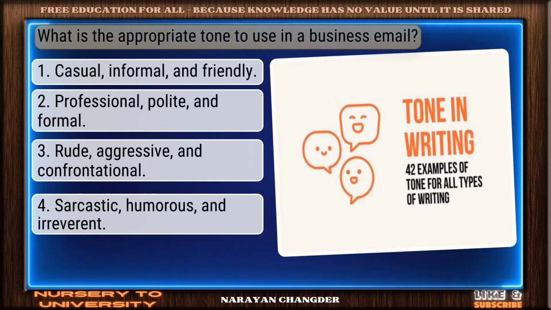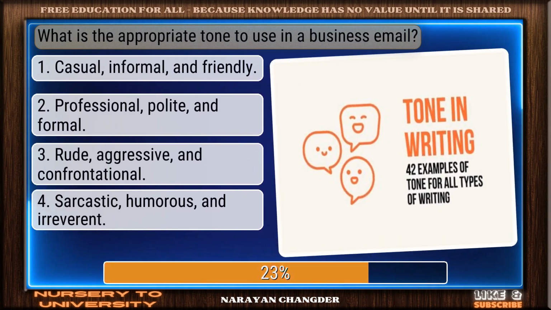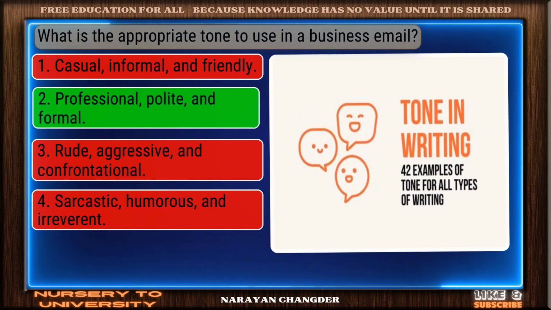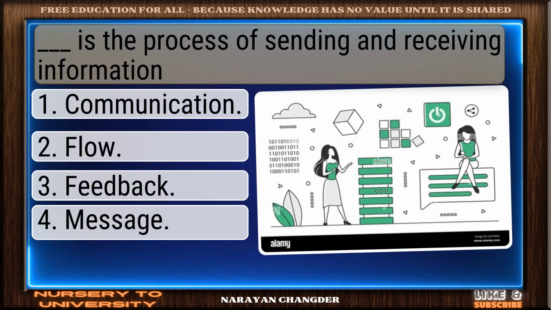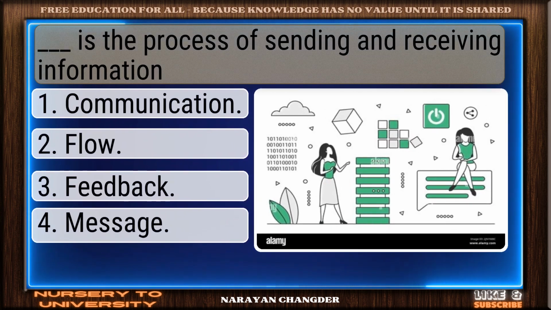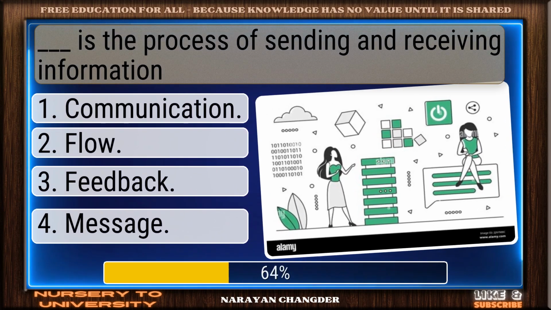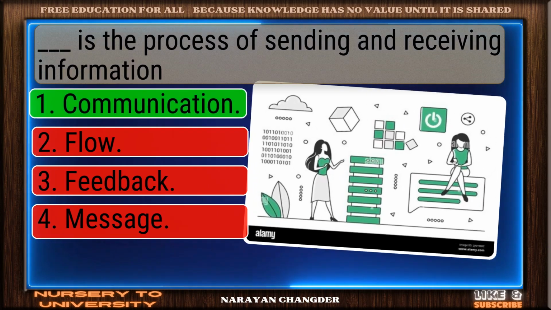Question number 31. What is the appropriate tone to use in a business email? Good thinking. Professional, polite, and formal is the right answer. Question number 32. Dash is the process of sending and receiving information. Bravo! Communication is the answer.